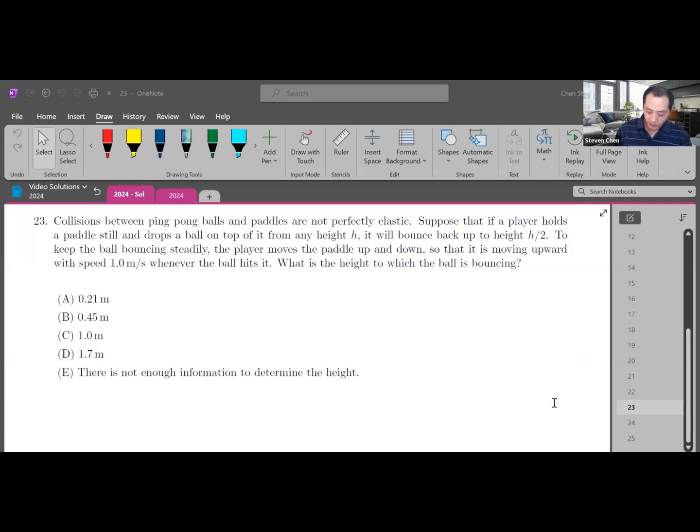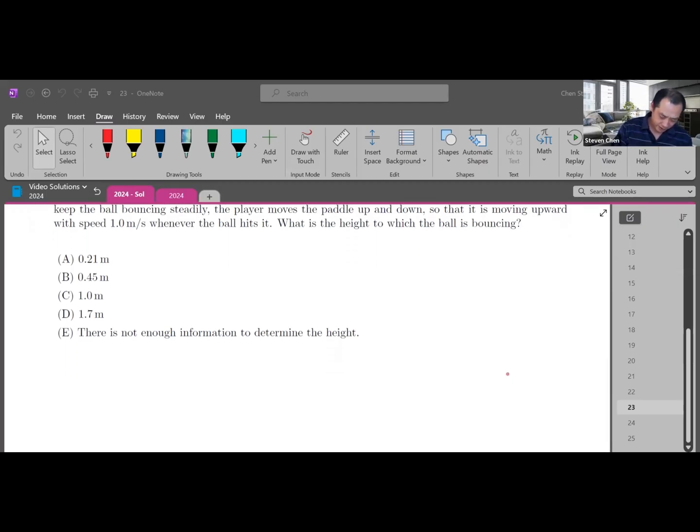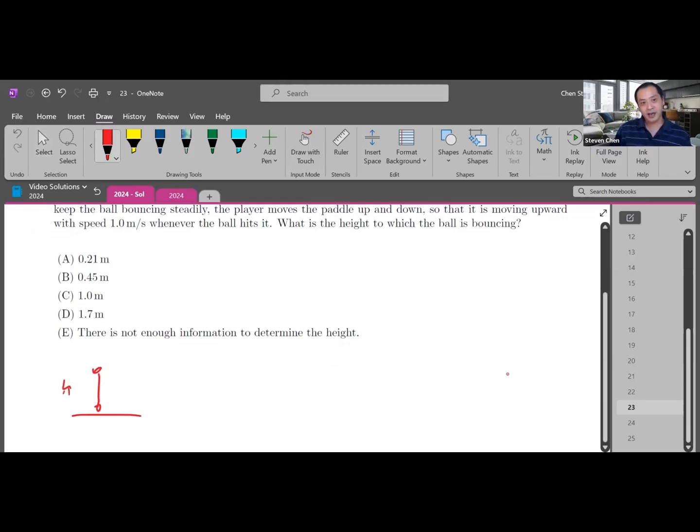Now let's look at 2024 F equals MA problem 23. This problem talks about an inelastic collision, right? It says that we have a ping pong ball and a paddle. The ball initially has height h, and it collides with the paddle and bounces back, so it can just reach the height h/2.